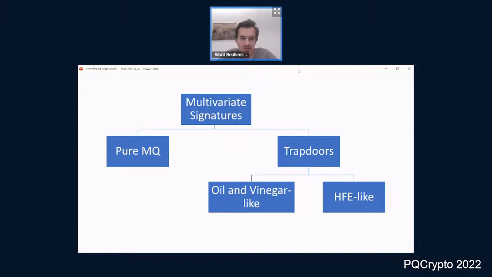So this is the family tree of the multivariate signatures. On the left, you have the pure MQ signatures. These are signatures that rely only on the hardness of the MQ problem. This is just a problem where you're given uniformly random multivariate quadratic equations, and you have to find a solution. And we strongly believe that this is a hard problem. It's NP hard. The schemes that are built on this problem alone are believed to be secure, and in particular, none of them have been really badly broken.